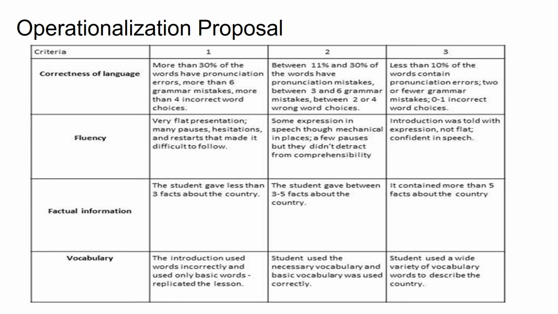So considering that the operationalization from this assessment lacked a real connection with the learning objective, we came up with an operationalization proposal, which is this analytic rubric, which focuses on the criteria or dimensions based on the correctness of language, fluency, factual information, and vocabulary. We think with this analytic rubric, we are going to be able to measure dimensions regarding what is supposed to be assessed, which is speaking and describing, and also to address the topic itself, which is the description of the cultures.